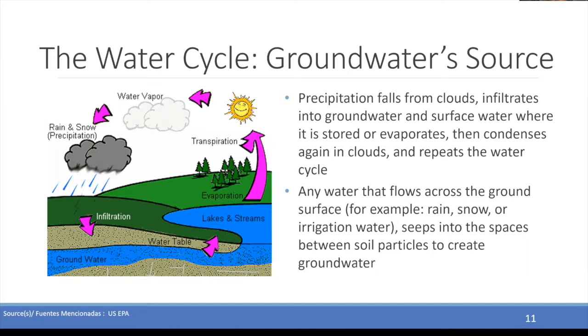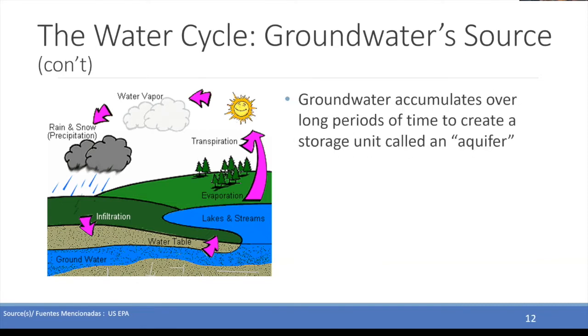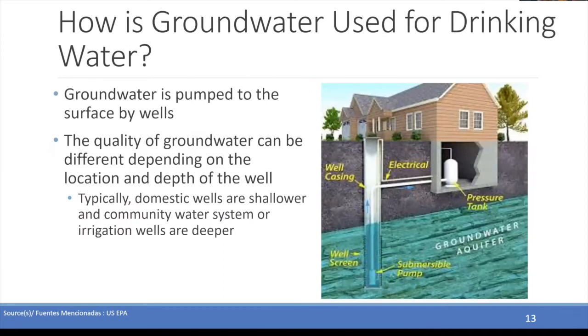So in this graphic, we see a series of arrows which creates a cycle between evaporation from the sun condensing into water vapor, then becoming rain or snow, which is precipitation to the surface, which then sinks into the ground and becomes part of the water table. I'm now on slide 12, which is a similar graphic. Groundwater accumulates over long periods of time to create storage beneath the surface, which is called an aquifer. I'm now on slide 13. How is groundwater used for drinking water?